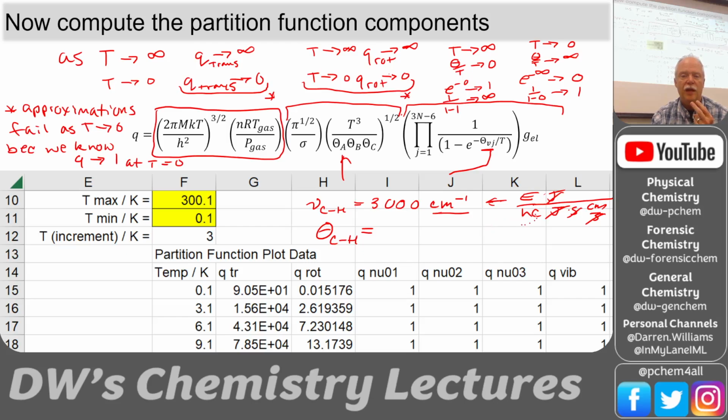But we've done another kind of thing. We did K over HC. And K over HC is 0.695 wave numbers per Kelvin. Okay, so we just take that number, 3000 wave numbers, and divide it by the 0.695.